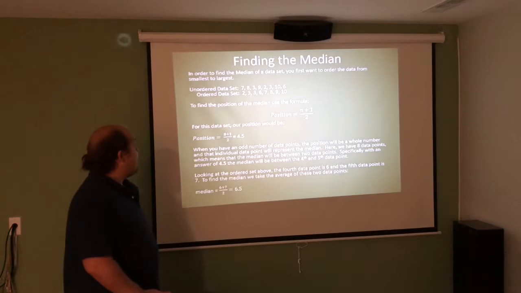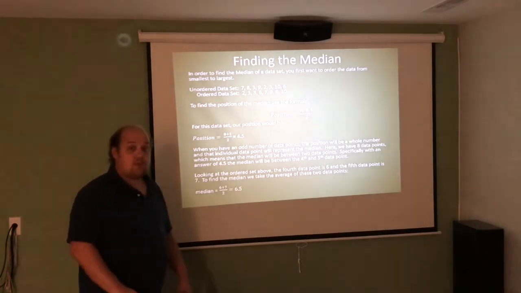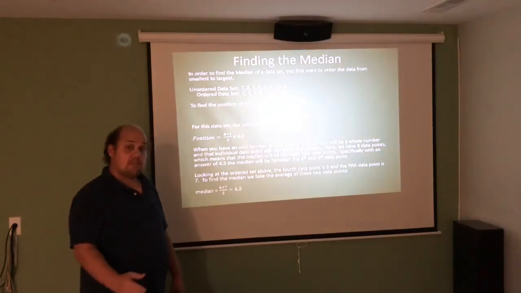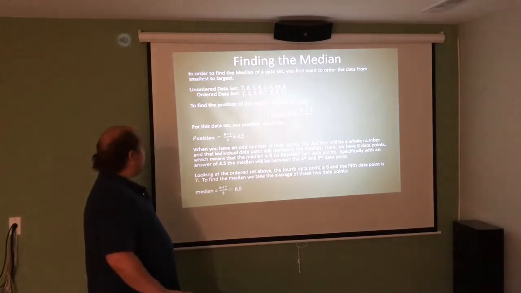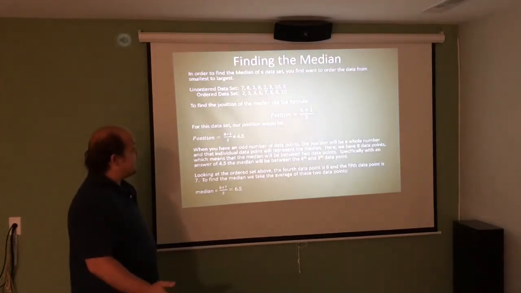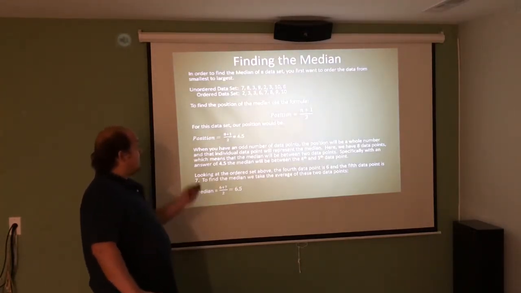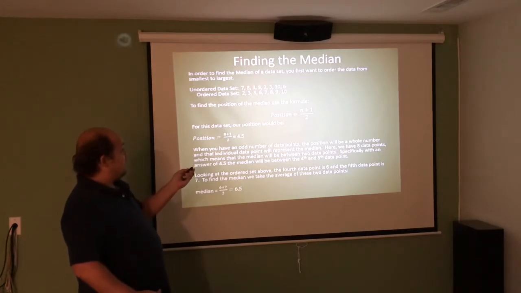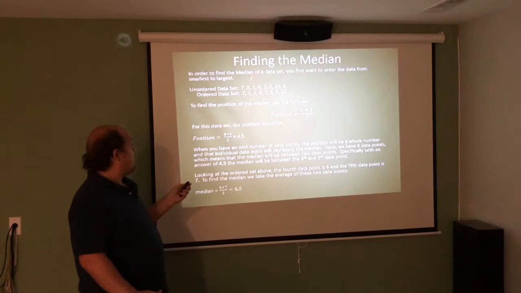When you want to find the median, the first thing you want to do is order everything smallest to largest. Here we've taken the unordered data set from the previous mean slide, 7, 8, 3, 9, 2, 3, 10, 6, and reordered it: 2 being the smallest, then two 3s, then 6, 7, 8, 9, 10. So we now have it in order from smallest to largest data value.